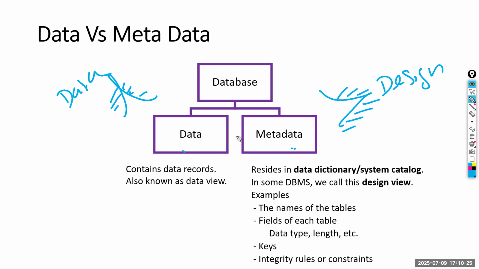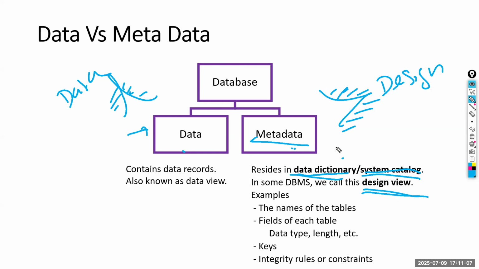Design view means we are looking at the metadata. Metadata means data about data. Right? So here we look at the data. That means some tables and their records. But here we look at what are the fields in that table, what is the primary key. So then we look at metadata. What are the relationships between tables? Sometimes we call it design view, or we say we are looking at the metadata, or the data dictionary or system catalog. All these are the same thing: metadata, data dictionary, system catalog, design view.